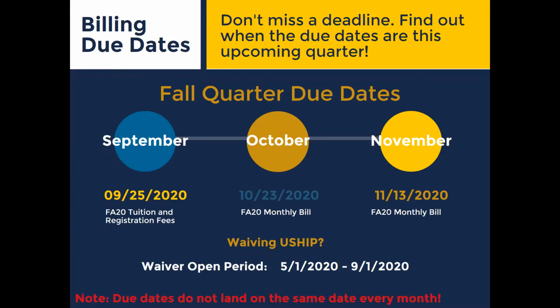Also worth noting is that all enrolled students are required to have health insurance and are automatically enrolled in USHIP, which is UC San Diego's health insurance plan. However, if you have outside health insurance, such as coverage through your parents, you can apply to waive USHIP. You can apply via Triton Link by going to the Financial Tools tab and clicking on the Health Insurance Waiver option.